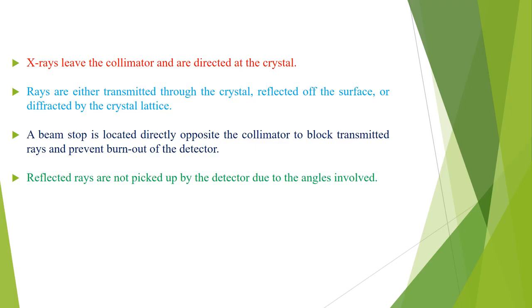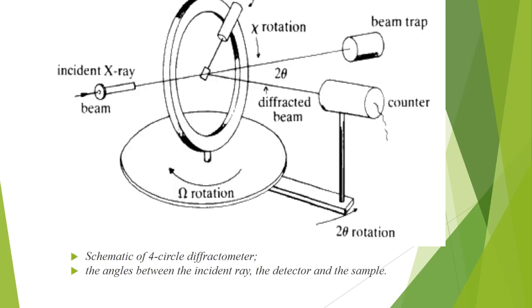And the reflected rays are not picked up by the detector due to the angle involved. Here we can see the schematic of a 4 circle diffractometer. The angle between the incident rays, the detector and the sample can be seen here in this figure.